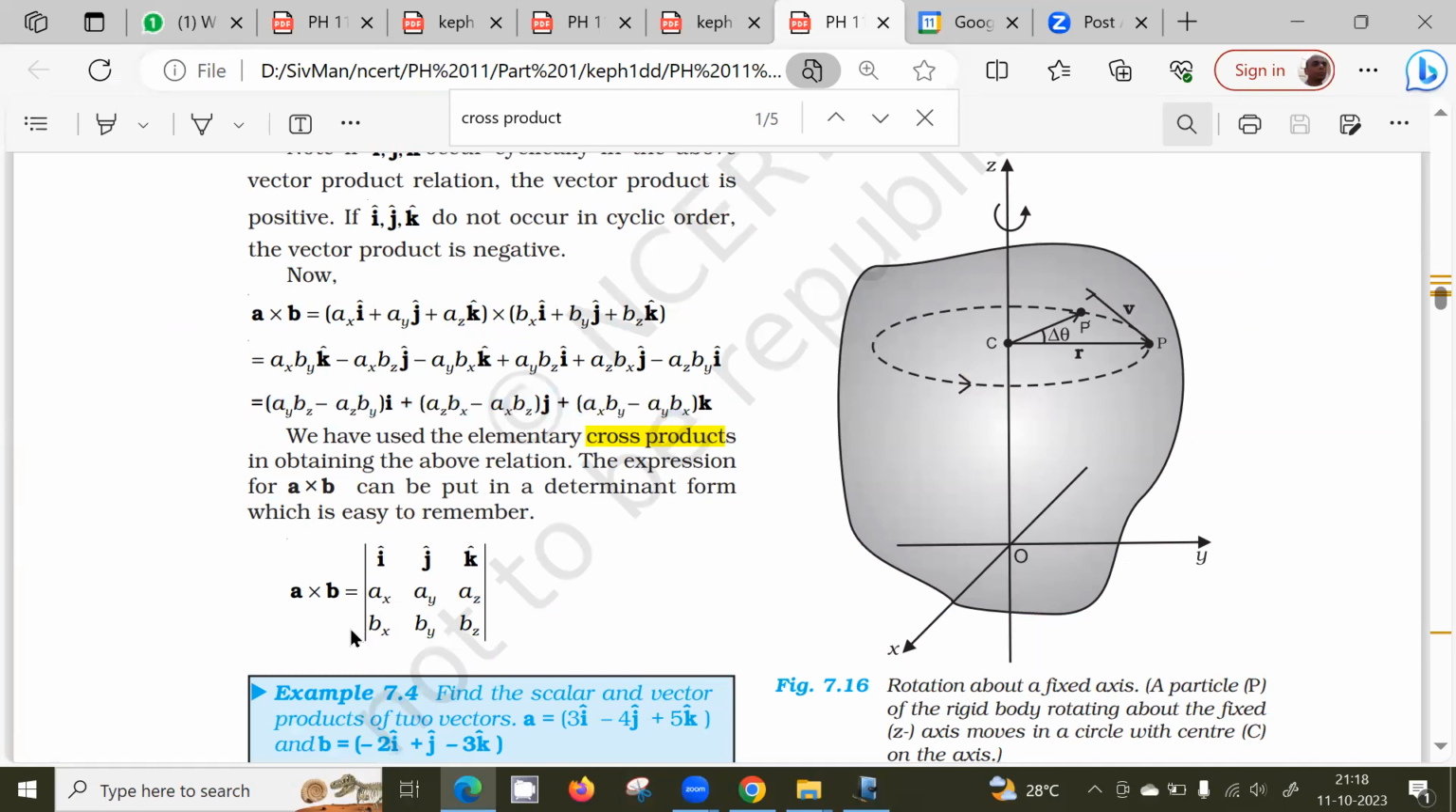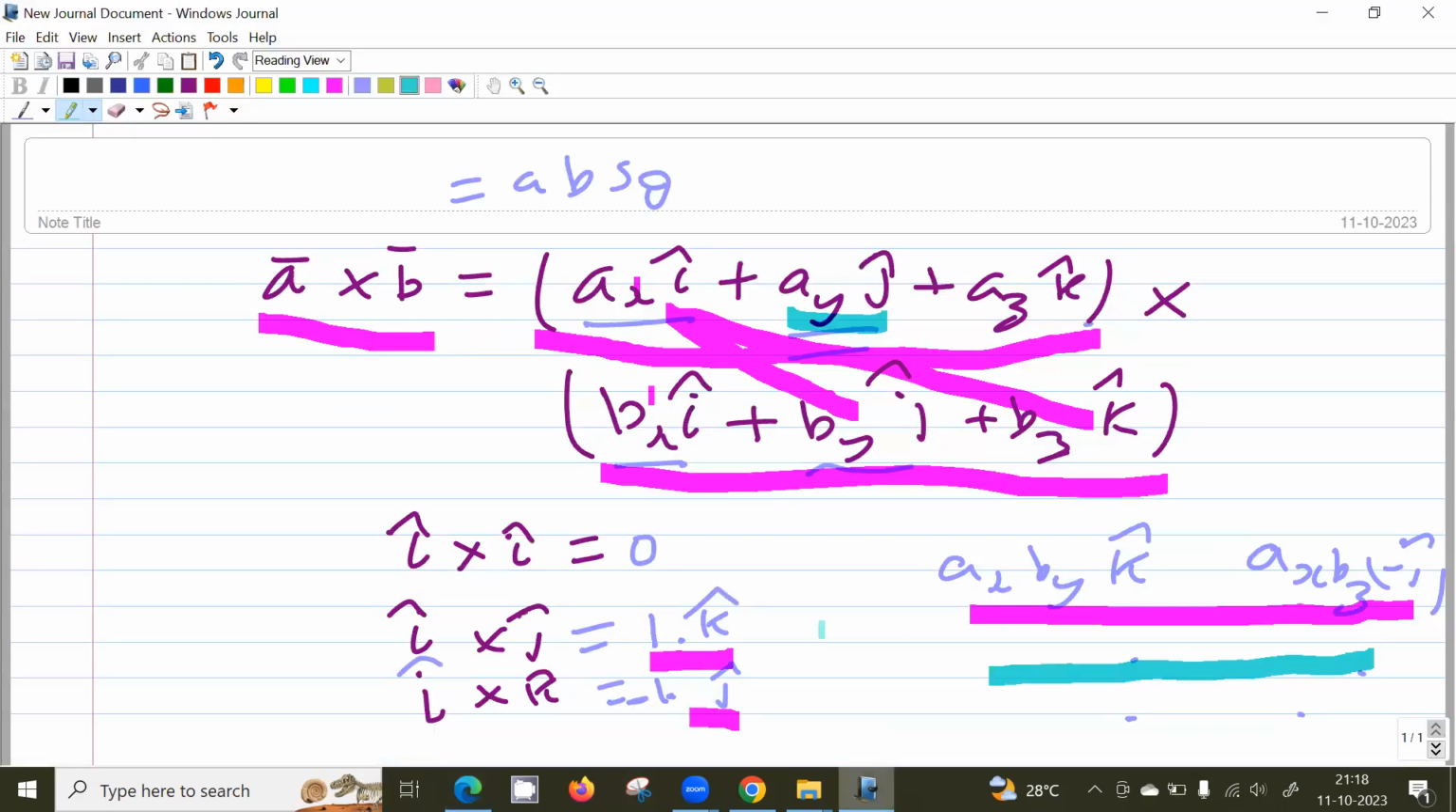This thing can be written as a determinant like this. So you should know how to expand the determinant. You get I into AY BZ minus BY AZ, that's what is here, I cap. And the second one, J cap into AZ BX minus AX BZ. And then K cap, this one, AX into BY minus BX into AY. That is the only thing I did because someone asked a doubt.